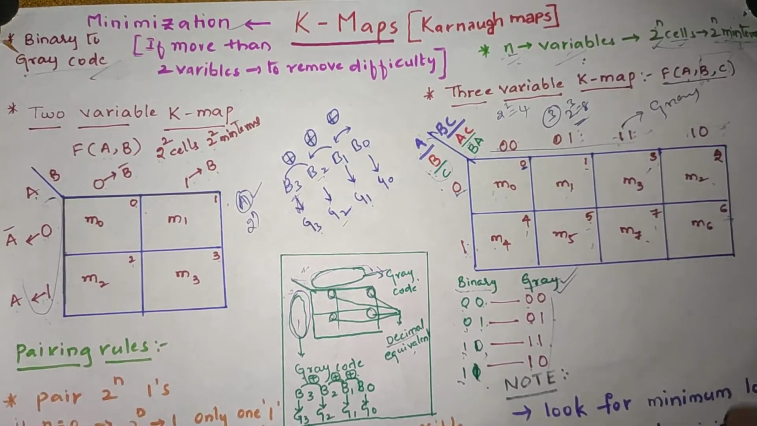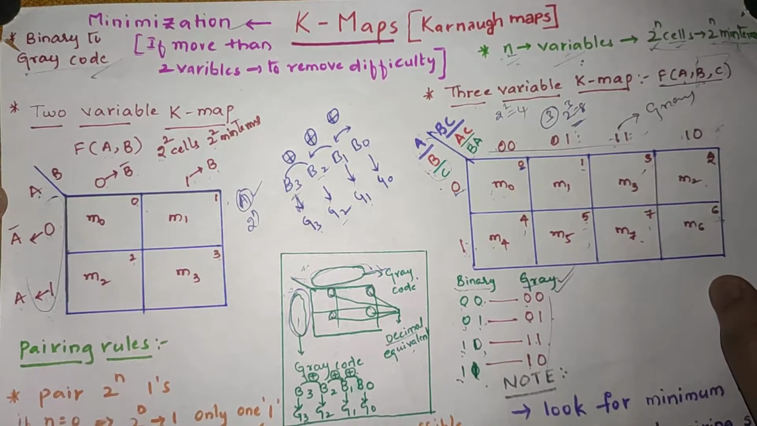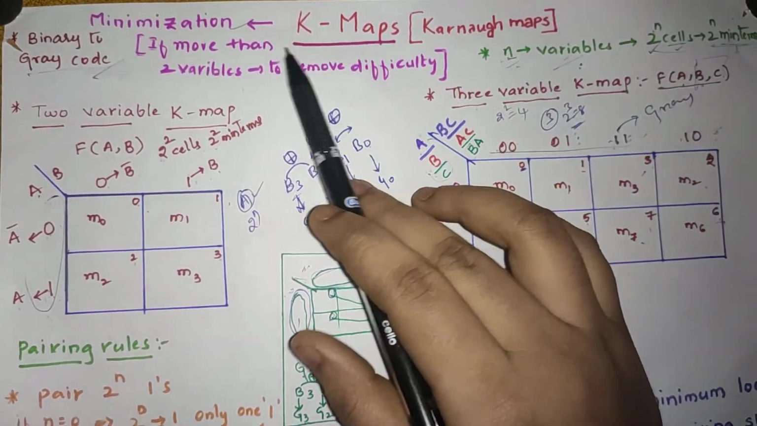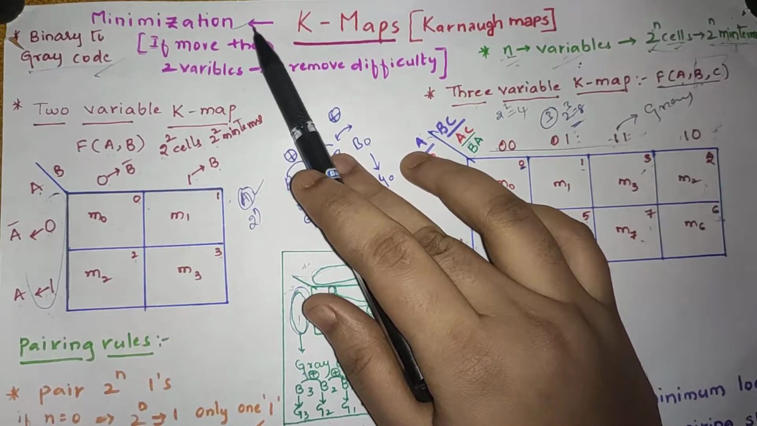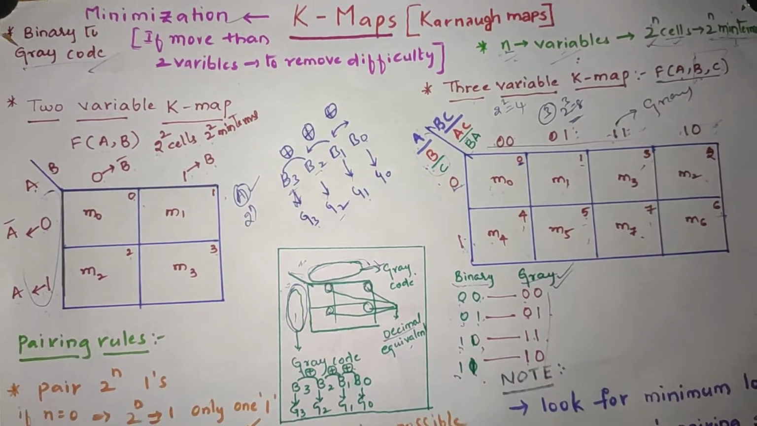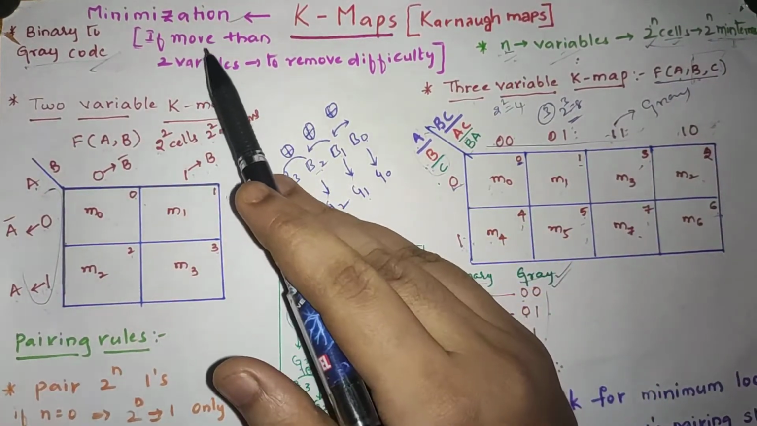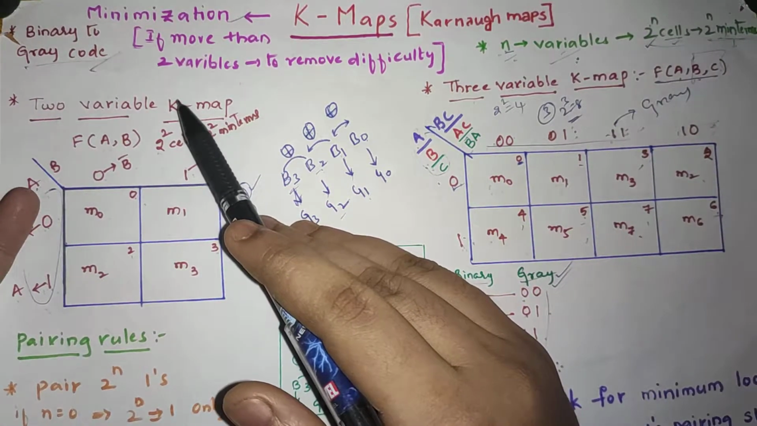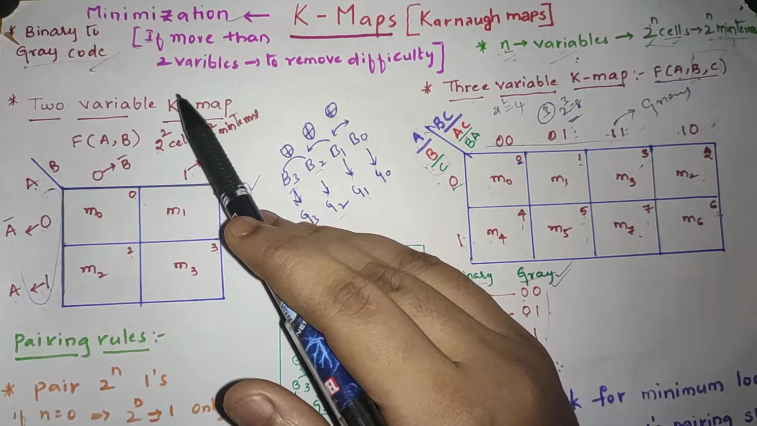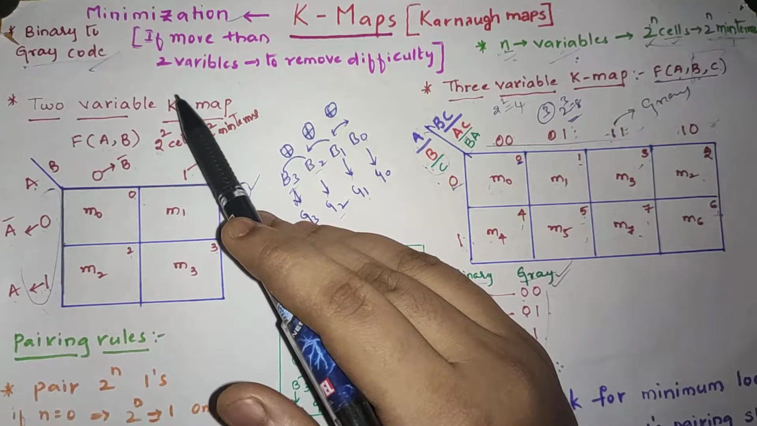Hi friends, today we are going to discuss K-maps, that is Karnaugh maps. These K-maps are used for minimization of a Boolean expression or Boolean function. In the previous video we have seen that Boolean algebra uses 4 theorems, which we use for minimization of a Boolean expression or Boolean function.